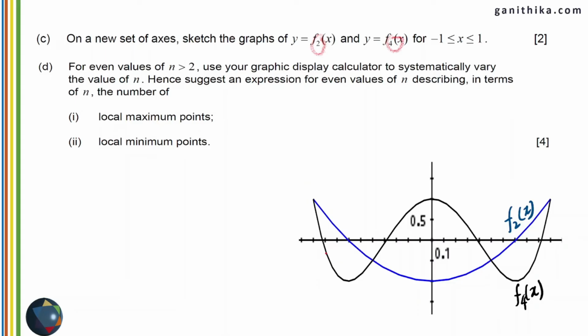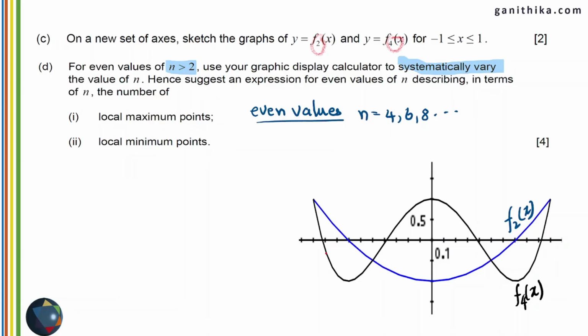f2 of x looks like a quadratic and f4 of x looks like a quartic curve. And you're going to do the same thing again here for even values of n more than 2. So we are not going to use f2 of x. We are going to start with even values from 4 onwards. So n equal to 4, n equal to 6, n equal to 8. Again pause the video. The graph for f4 of x is already done.